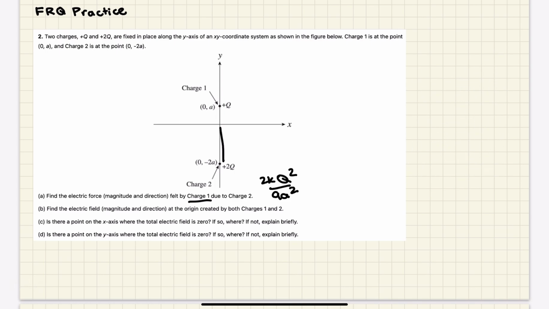It also says the direction. You can just say they're going to repel from each other because they're both positive charges. So it's going to go upwards. So I'll probably just add that here.